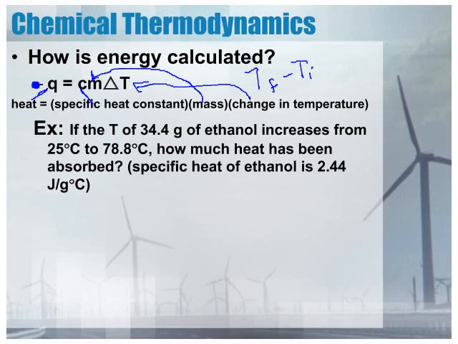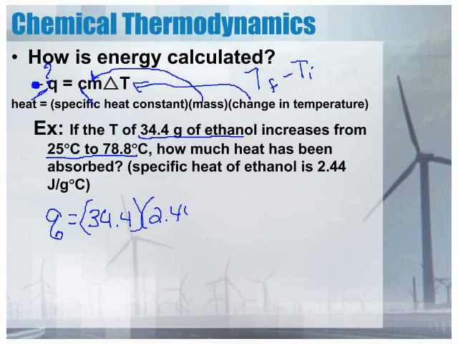And the practice problem that we have is if we have 34.4 grams of ethanol, and it goes from 25 degrees to 78.8 degrees, we want to know how much heat is absorbed. So we're solving for our Q up here. That's what we want to know. We're given everything else. So our formula is Q equals MC delta T. We're looking for Q. Our mass of the problem was 34.4 grams. You're going to multiply that times the specific heat, which they gave you as 2.44.